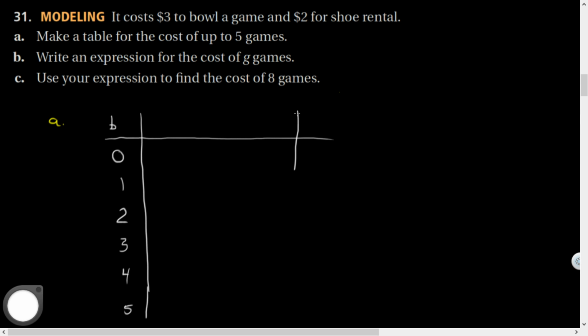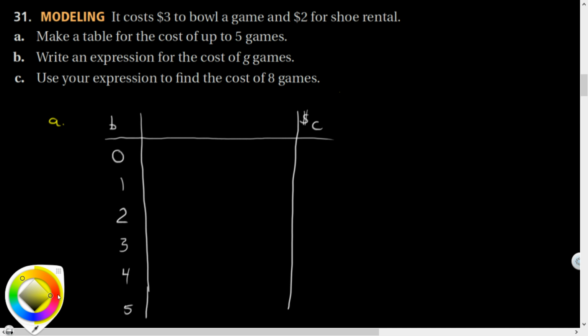And then we could have 1 game, 2 games, 3 games, 4 games, or 5 games. And the output of this is going to be a cost, right? A table of the cost. So we could call this C, right? It could be measured in dollars, where this is the number of games I bowl. And let's see if we can interpret an equation.